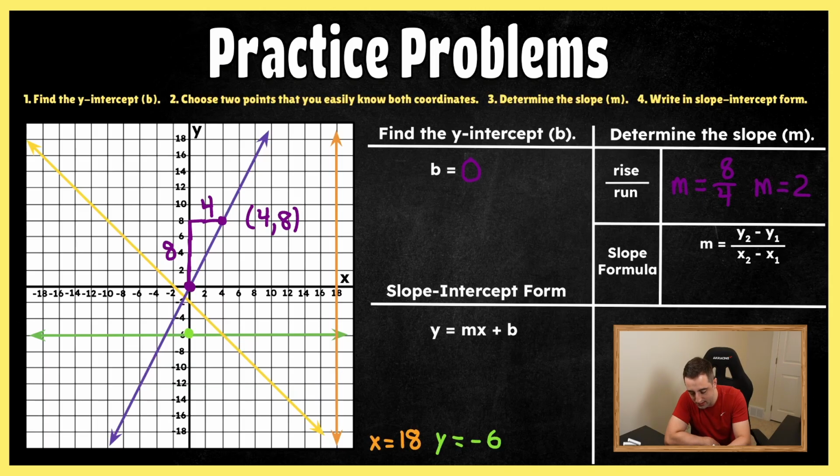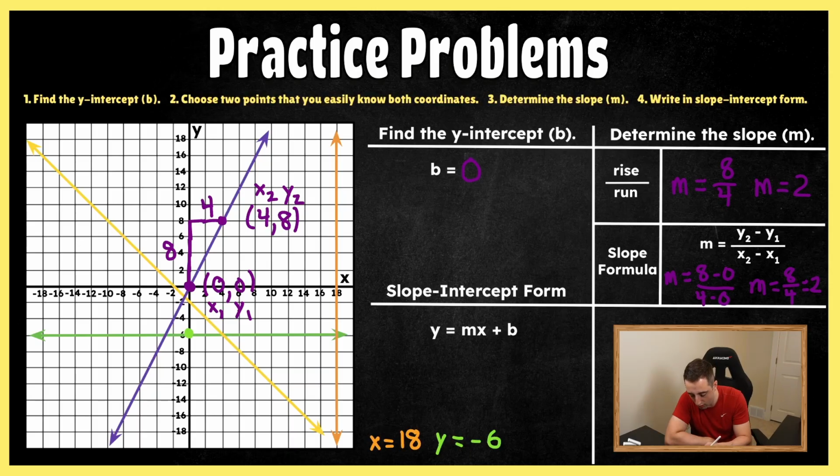Now let's make sure that we get the same thing back for slope formula. So this was 0, 0. We'll label this x1, y1, x2, y2. Again, it doesn't matter as long as you don't intermix them. x1 should not be with y2. And let's plug that into slope formula. We get m equals y2 is 8 minus y1, which is 0, over x2 is 4 minus x1, which is 0. We get m equals 8 over 4, and regardless, we still get 2 back for our slope.